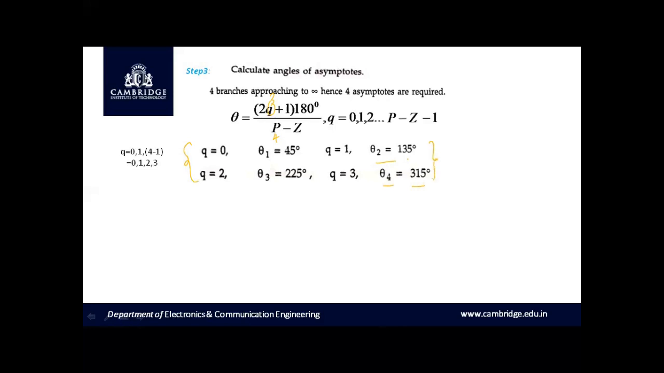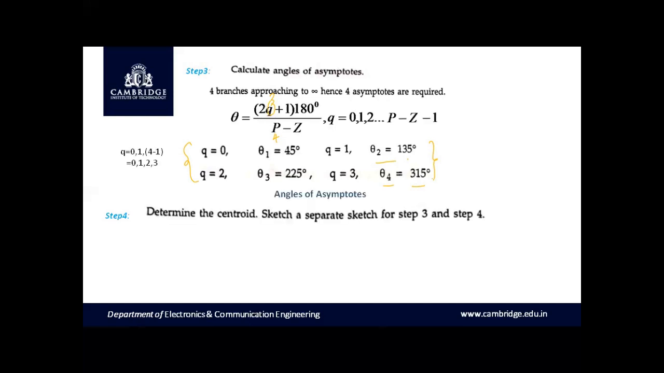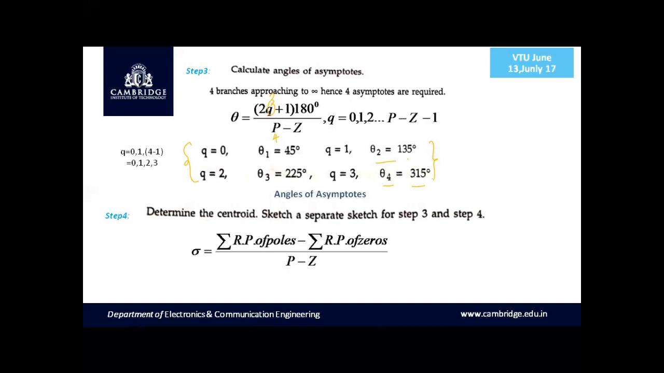Step number 4 is to calculate the centroid. Determine the centroid, and we have to sketch a separate plot with respect to steps 3 and 4. The formula to calculate the centroid, sigma, is given by summation of real parts of poles minus summation of real parts of zeros divided by p minus z. We have the real part of the pole as s is equal to 0 and at s is equal to minus 3. Then we have a complex conjugate pair at minus 1 plus j as well as at minus 1 minus j. We have to consider only the real part.